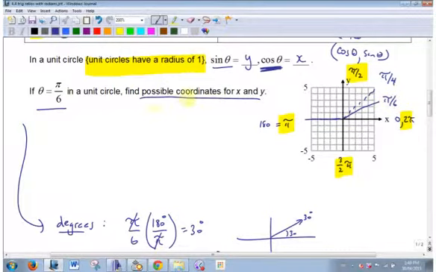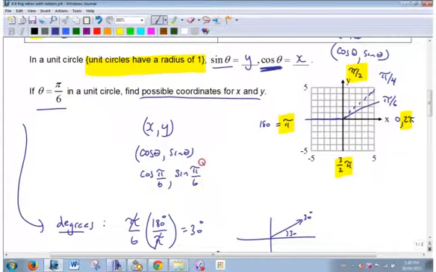So, possible coordinates. Again, coordinates are x, y. X is cosine theta. Y is sine theta. And the theta is pi over 6. So I got cosine pi over 6, sine pi over 6. Well, what's that as a decimal?